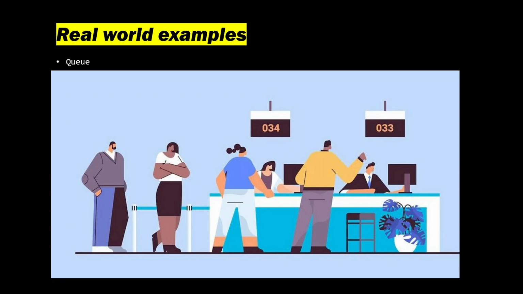The first person in the line is served first, which follows the first in, first out FIFO principle. You cannot skip to someone in the middle. Everyone waits their turn. For example, if Alice arrives before Bob, she gets served first. Queues are used for situations where order matters, like waiting in line at a superstore or a bus stop.